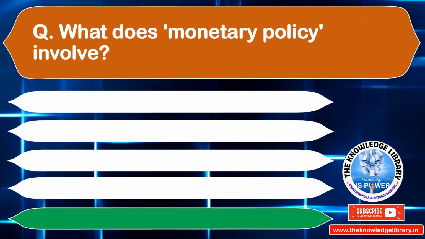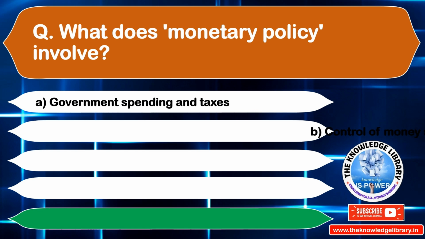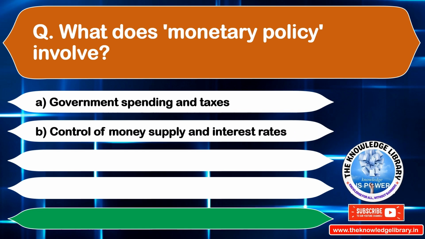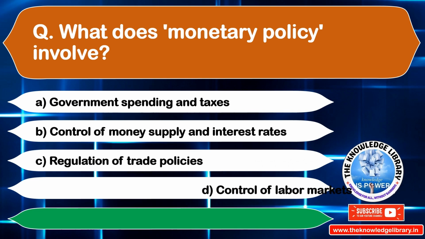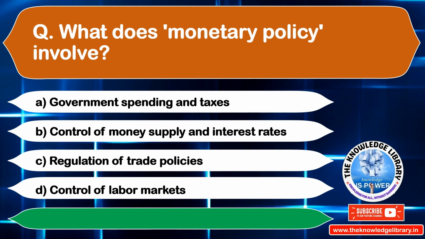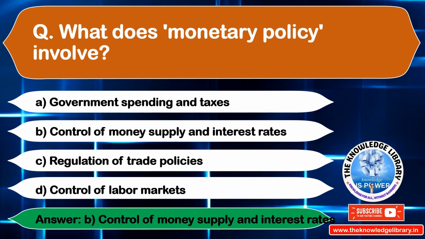What does monetary policy involve? Option A, government spending and taxes. Option B, control of money supply and interest rates. Option C, regulation of trade policies. Option D, control of labor markets. The correct answer is option B, control of money supply and interest rates. Moving to the next question.